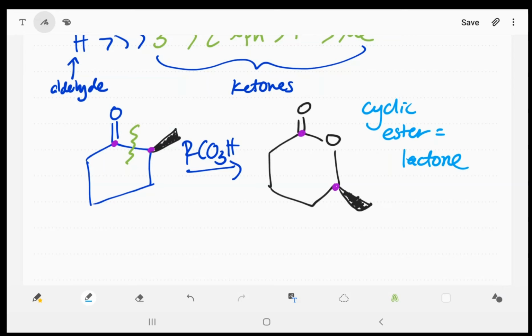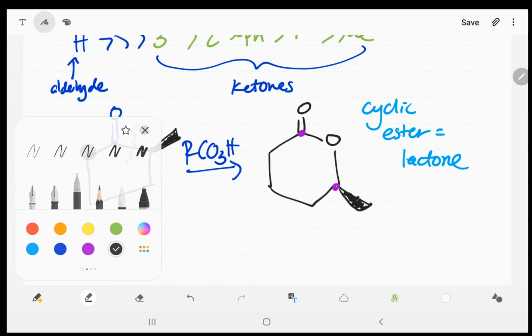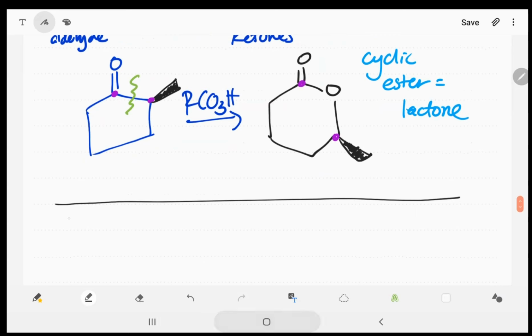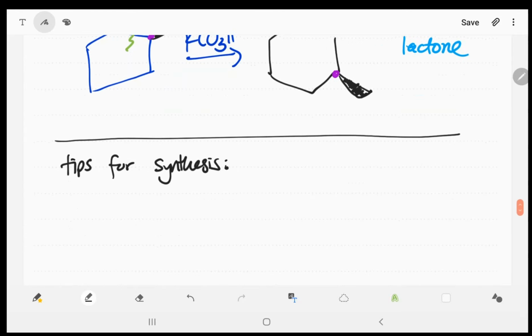All right, so let's talk a little bit about synthetic techniques here. And then we'll start talking about amines. All right, so tips for synthesis. We have right now, did we do 3 different or 4?